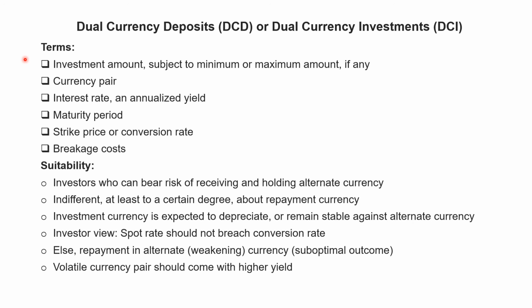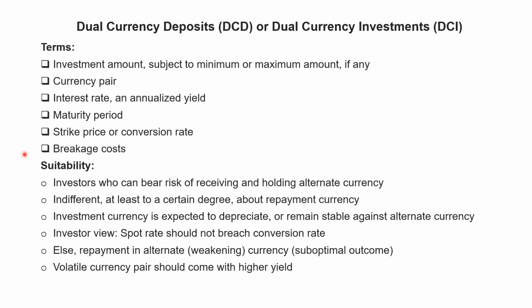Now the parties to the DCD contract, the issuer and the investor, must agree upon the investment amount subject to the minimum or the maximum amount, if any, set by the bank. They must agree on the currency pair, the interest rate, which is an annualized yield, the maturity period, and of course the strike price or the exchange rate at which the issuer may exercise his right to convert the principal plus the interest in the alternate currency. Note that the investor must hold the product till maturity, else he may incur some penalties or breakage costs, reducing or even eliminating the yield.